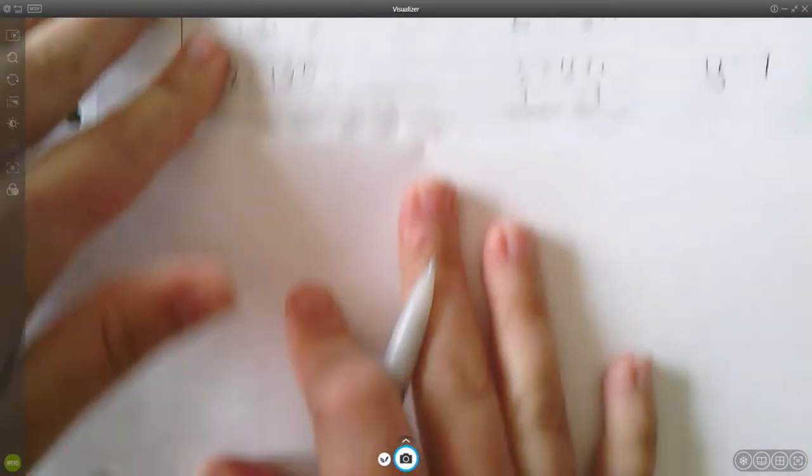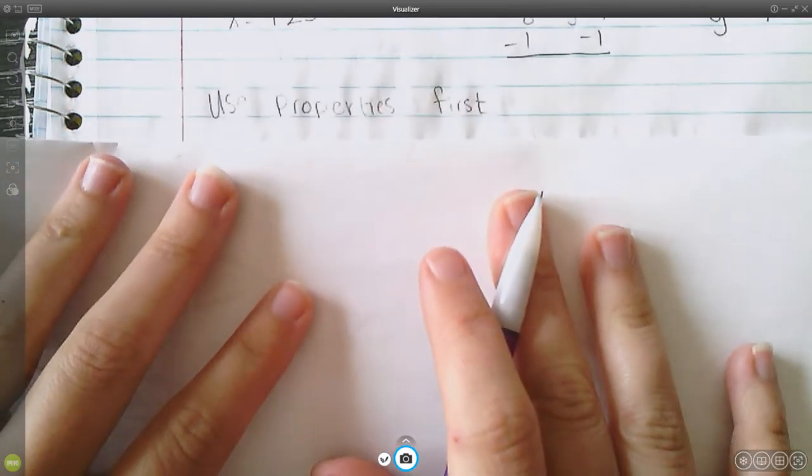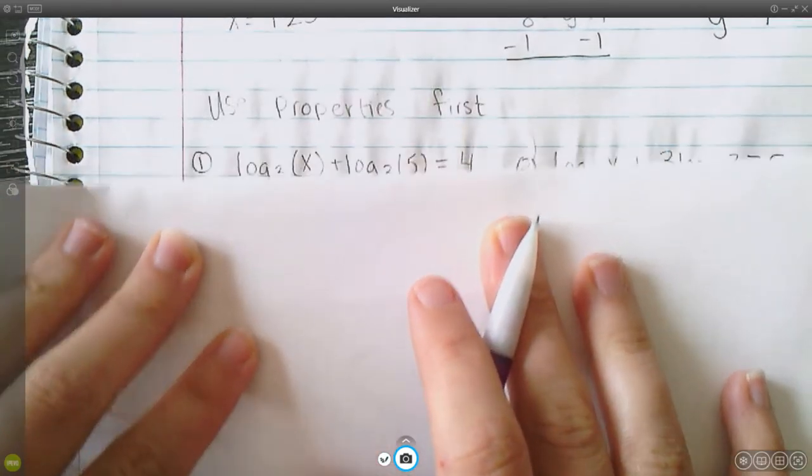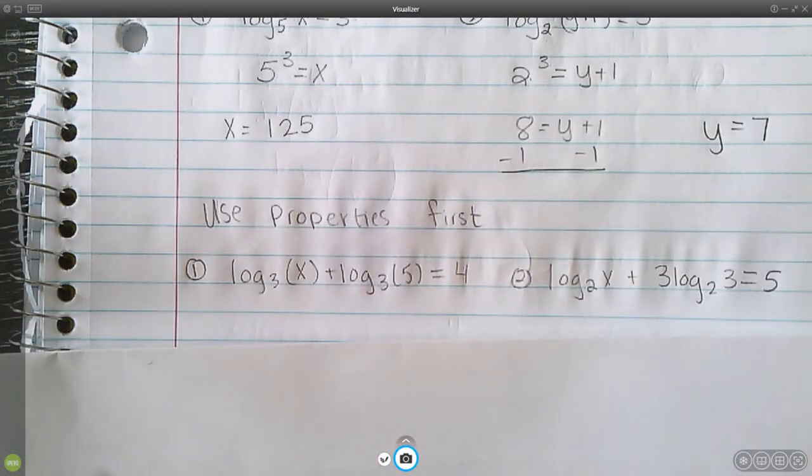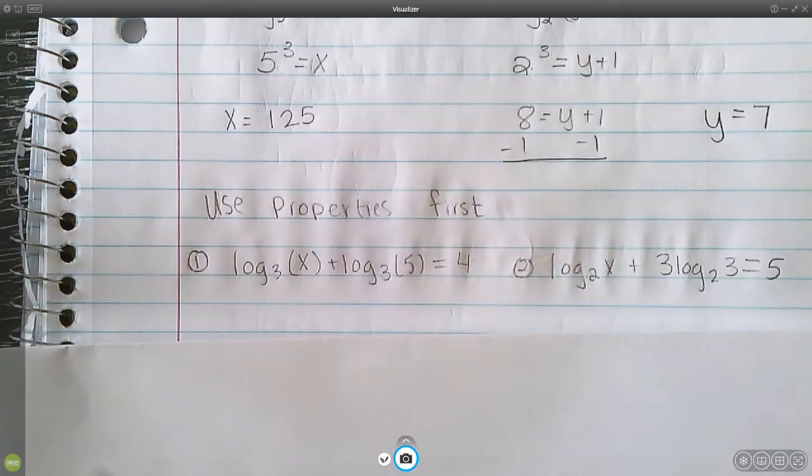Then we're going to combine what we did yesterday and this solving together. So we're going to use some properties first.